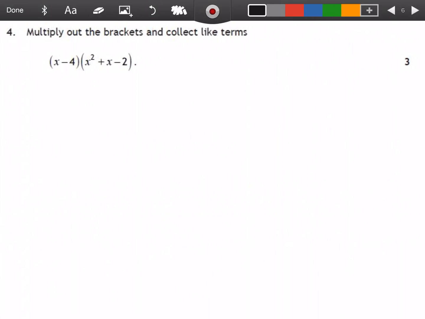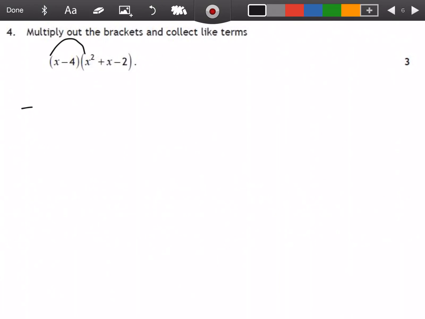Number 4, multiply out the brackets and collect like terms. I'm going to do this one quite quickly. This should be a pretty standard question that you're all familiar with and you should be able to make a good attempt at it yourself. I shouldn't really be teaching anyone this question, to be honest. We should be fine with this.